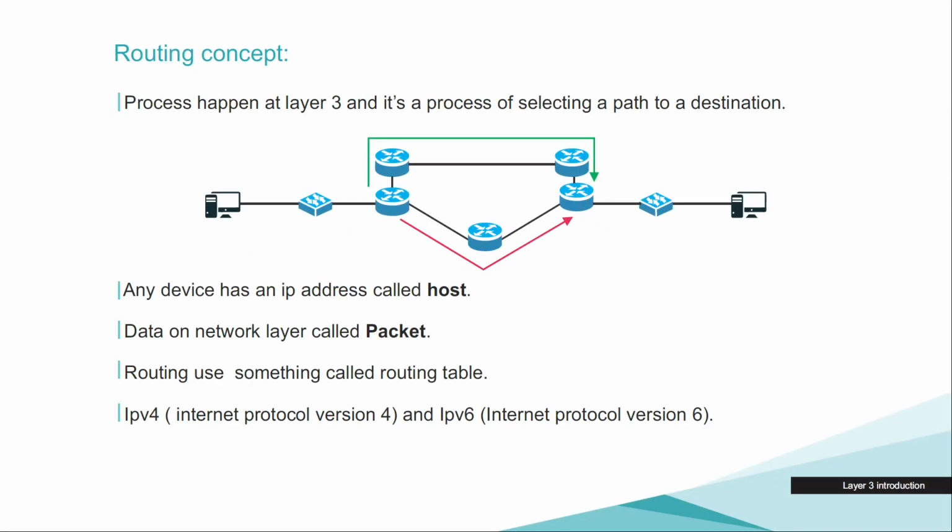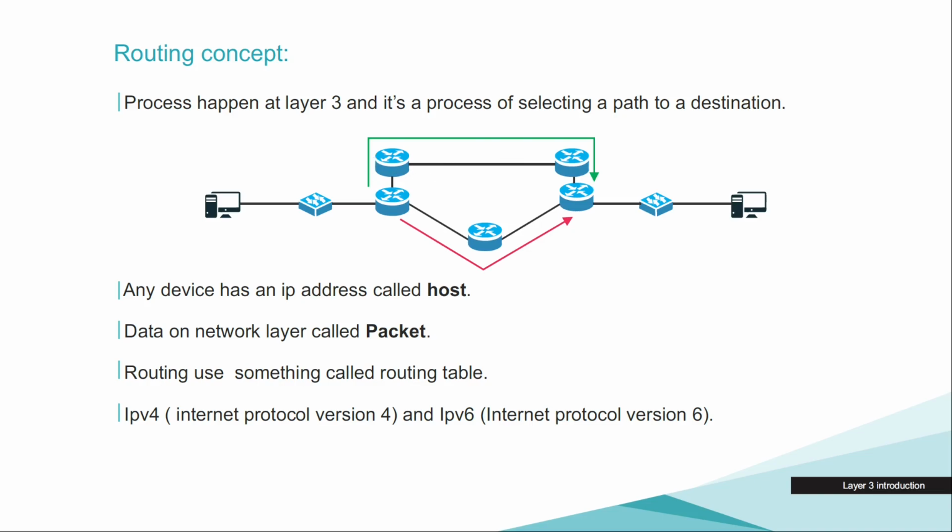Let's start with routing. Routing is a process that happens on layer 3, and it is the process of selecting a path to a destination. For layer 2 we cannot have more than one path to a destination, and if we have more than one path it will be blocked by something called STP, Spanning Tree Protocol, and we will learn about spanning tree in this course. But for layer 3 we can have more than one path to a destination, and the routing process will select the best path to our destination. So in our topology here we have this bottom path and this top path. The routing process will choose the best path in order to reach a destination.